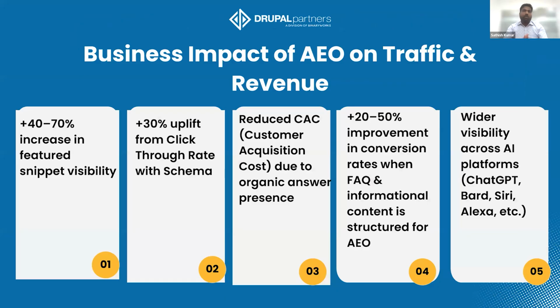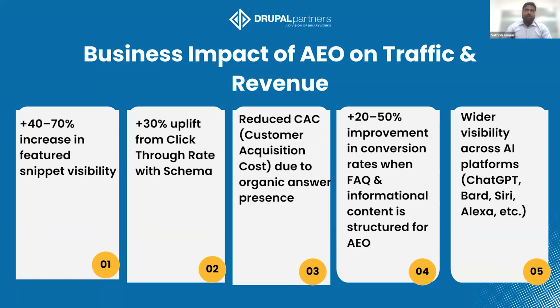But definitely there will be a business impact. If you start getting featured snippet visibility, there will be a 40 to 70% increase in the way your content is shared. There will be a 40 to 70% improvement in customer acquisition or conversions. Similarly, for the keywords or schemas you implement on those pages, you will see a 30% uplift in click-through rate.